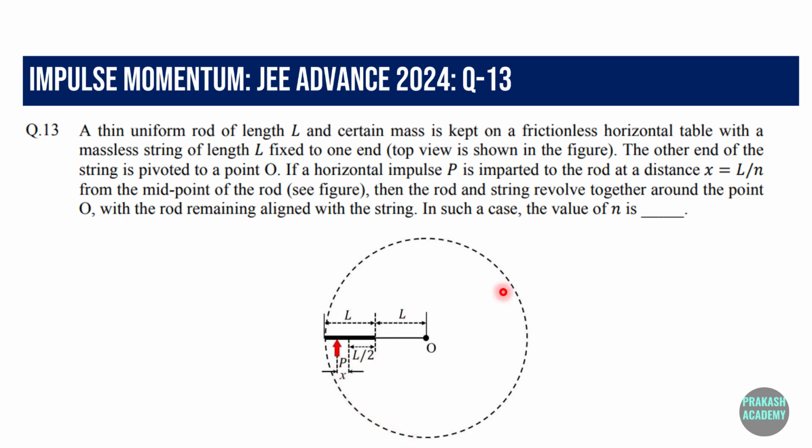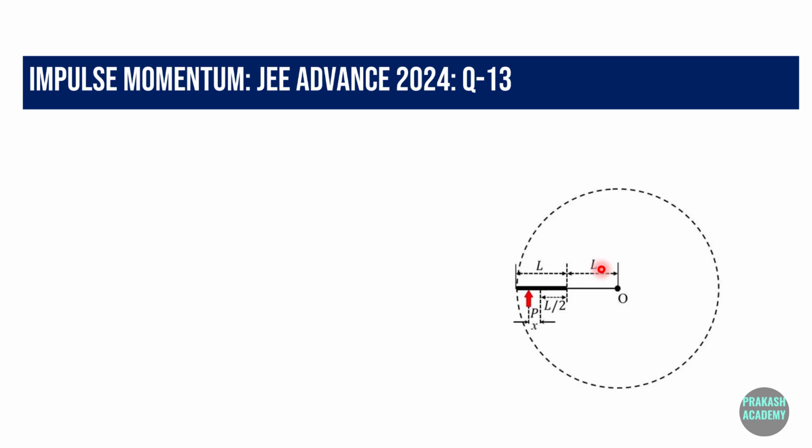So there must be some condition on x so that the velocity of center of mass, the translational velocity, and the rotational velocity balance each other. Or you can say such a condition that this starts moving in a circle. So somehow you have to find that condition, and this we will do using the angular impulse and impulse momentum equations. So let us try to solve this problem.